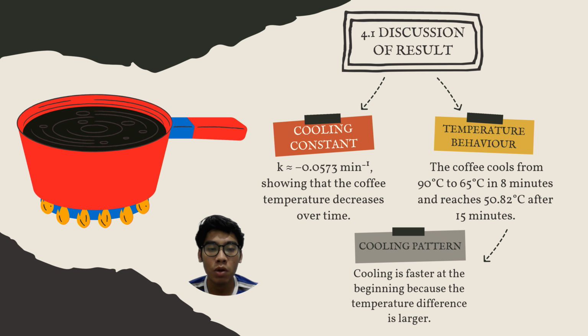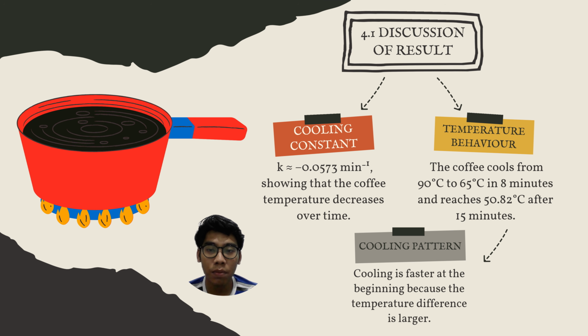So I would like to talk about my part, which is the discussion of results. Cooling constant. The cooling constant obtained is k equal to negative 0.0573 per minute. The negative value shows the coffee temperature decreased due to heat transfer to the surroundings. This supports Newton's law of cooling theory.